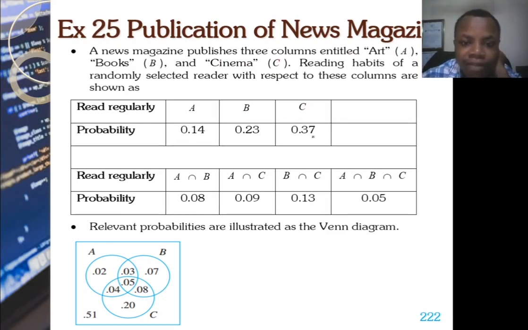And we have their various probabilities estimated now here. Also, we have A intersection B to be 0.08. We have A intersection C to be 0.09, and B intersection C equal to 0.13. Then finally, we have A intersection B intersection C equal to 0.105. And all this has been denoted in this Venn diagram.